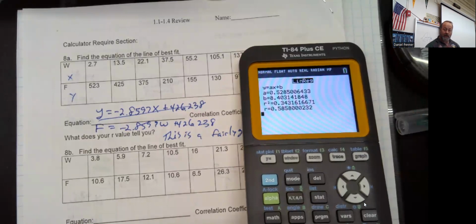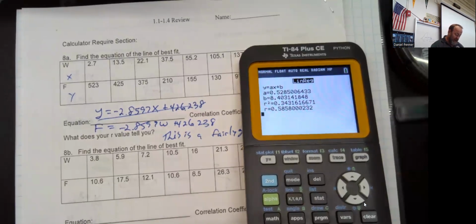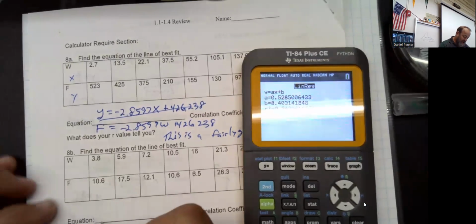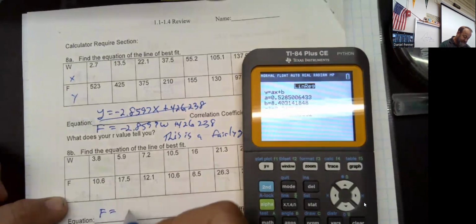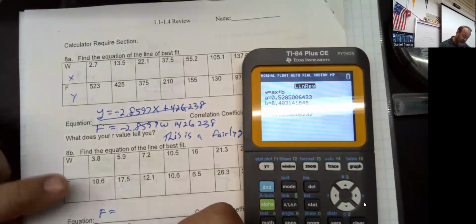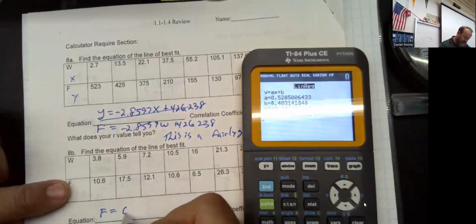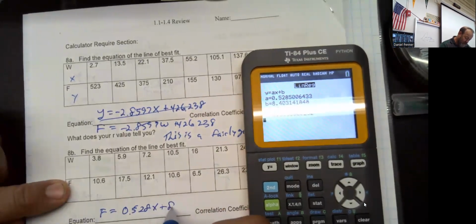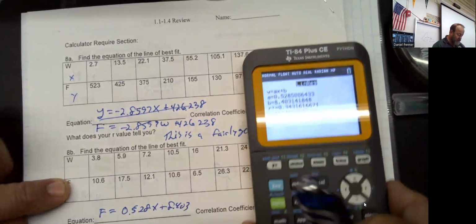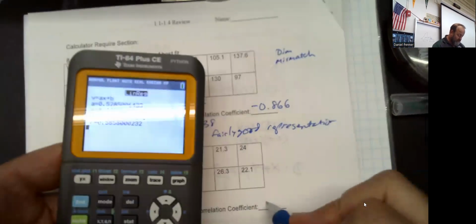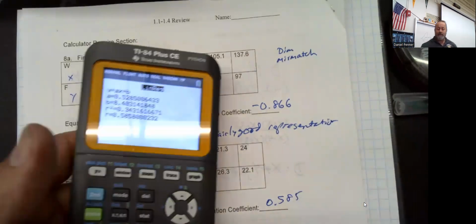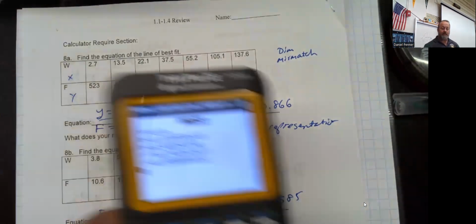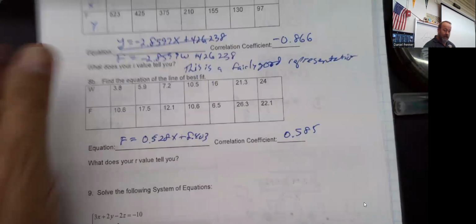And let's calculate it. Now, again, I don't have the picture, but I have an equation that f equals, because remember, that's my y value, 0.528x plus 8.403, and my correlation coefficient is 0.585. Well, what that means is this is a poor representation. If you got that kind of grade, that would not be great.